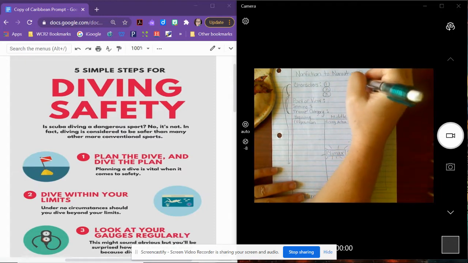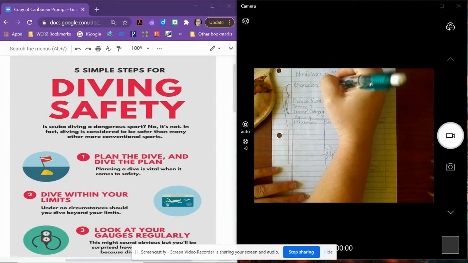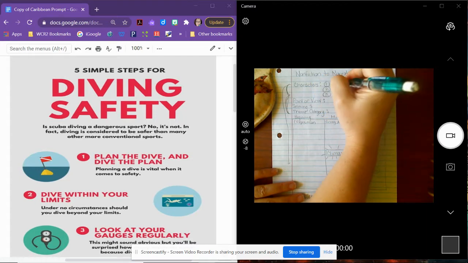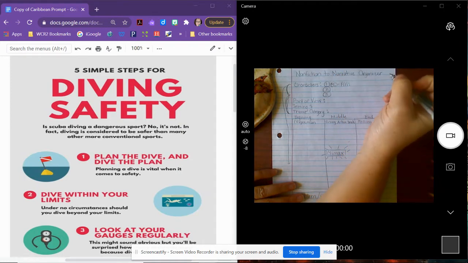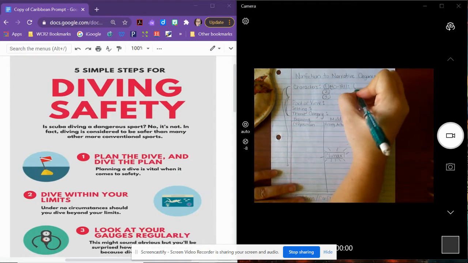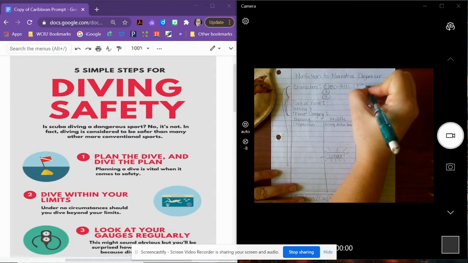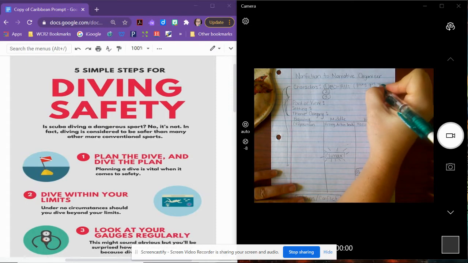We also want to name their roles. My first character is my main character, so I'm going to put MC for main character. I'm going to use Allie for my main character. My daughter's name is Alouette, but we call her Allie. And I'm going to say young girl, 12 years old.